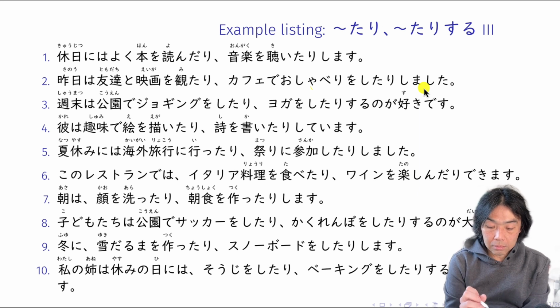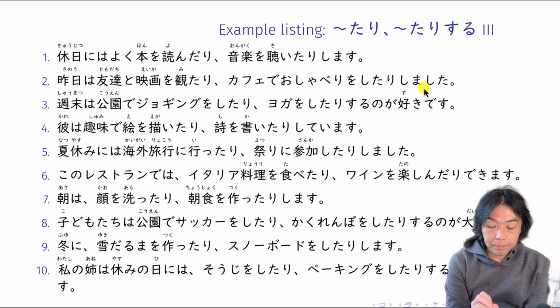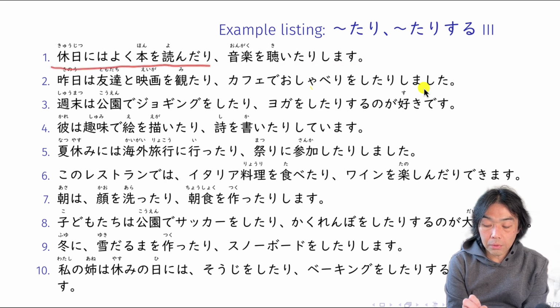Okay, so let's practice. So again, you're gonna see translation in the comment section. So if you wanna see translation, you can see there. Let's try to read it and make your best guess about the meaning of the sentence. 1番、休日にはよく本を読んだり音楽を聴いたりします。休日 is holidays.